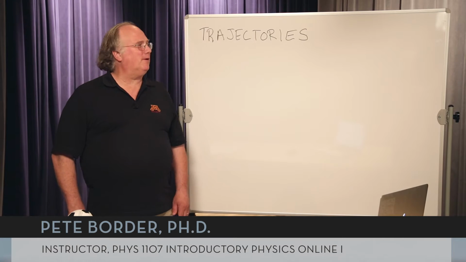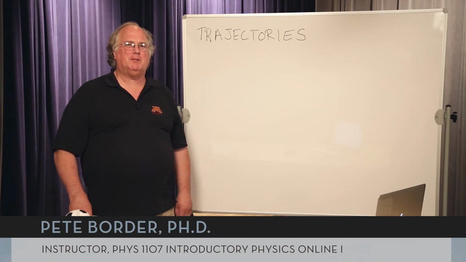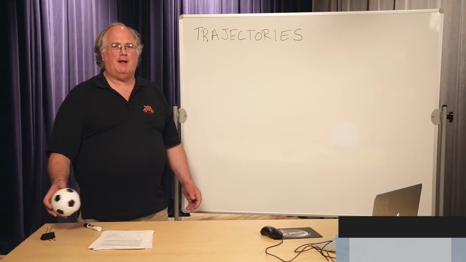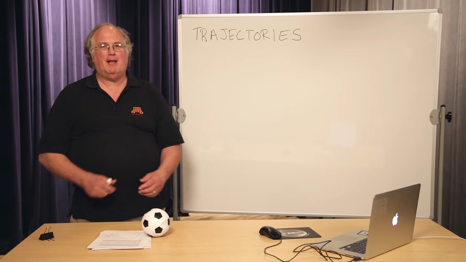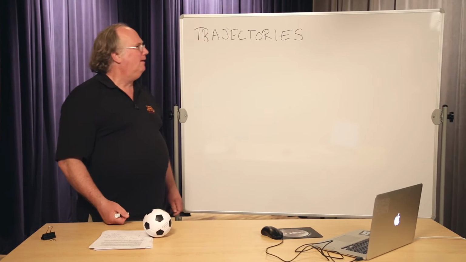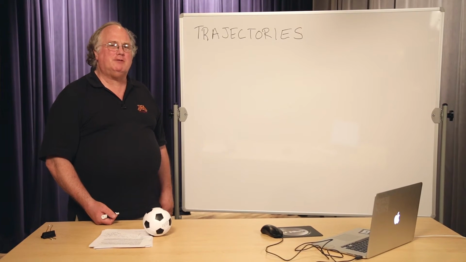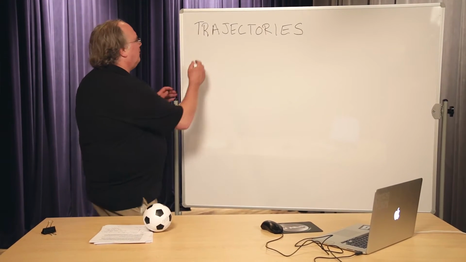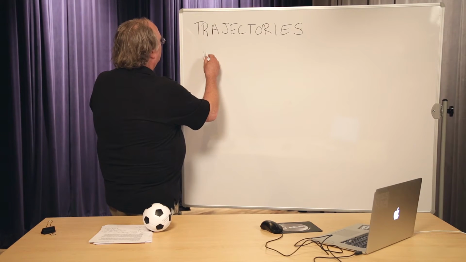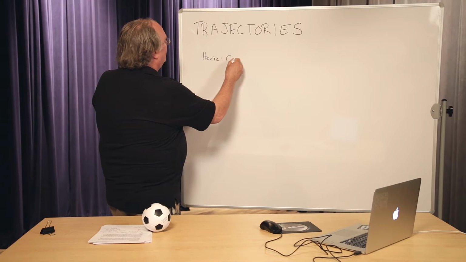In this lab, we're going to be talking about trajectories and how objects move when they're flying through space. This is fairly classic physics, and the way it works is that there are essentially two kinds of movement going on at once. In the horizontal direction, we have constant velocity motion.